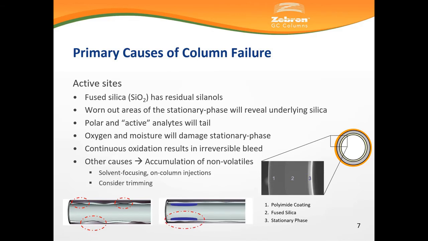Another source of active sites is the accumulation of non-volatiles that may bind with analytes. Non-volatiles can accumulate from repeated solvent focusing steps during a method and during repeated on-column injections. These techniques on their own are perfectly fine and used regularly, but the user just needs to be mindful to regularly trim the ends of the column to remove this buildup.